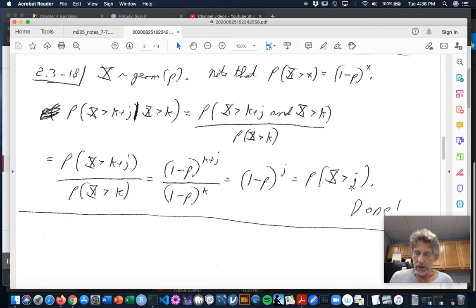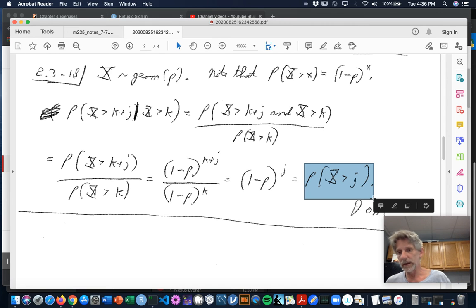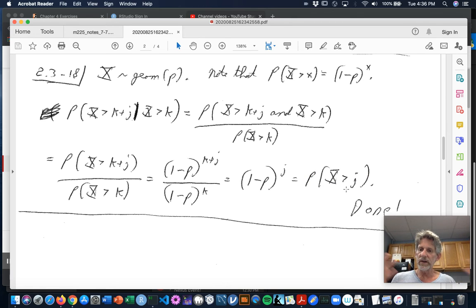So this is saying, if you've waited K tries and you still haven't seen your success, it's just as if you'd started from the very beginning. The chance you have to wait more than another J tries is just the same as the chance at the beginning that you'd have to use more than J tries to see a success. So it's like the process has no memory. A Bernoulli process has no memory.